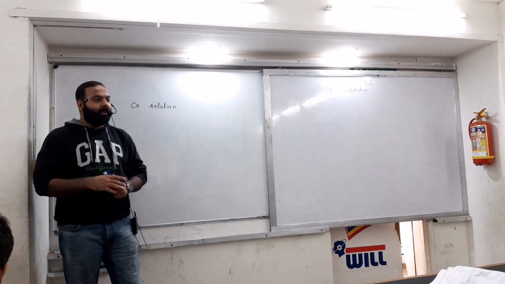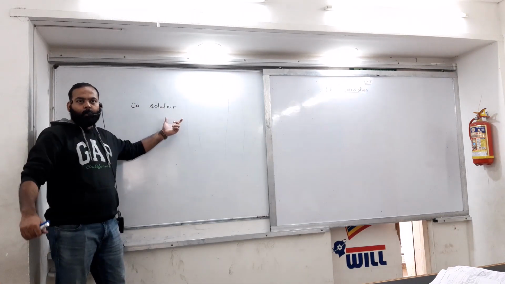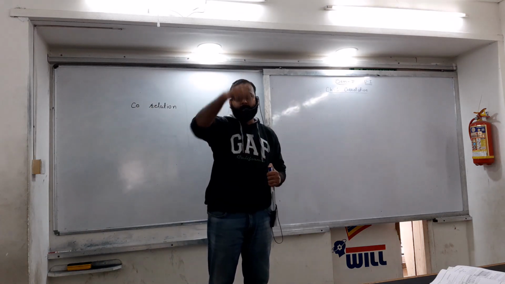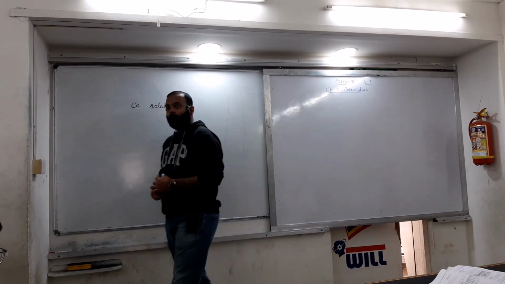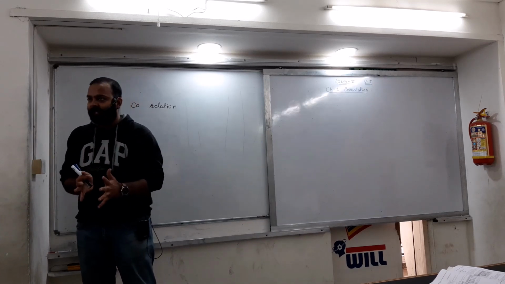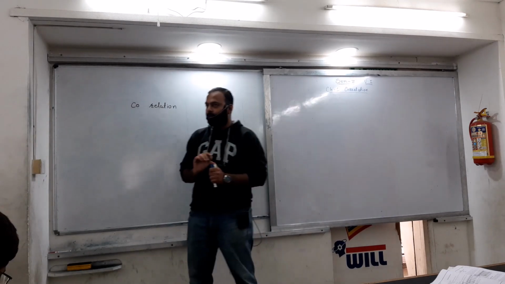Correlation includes two words. One is co and second is relation. When we talk about co, that means mutual. Between two things, between two variables, is called co. And relation means relation between two variables.